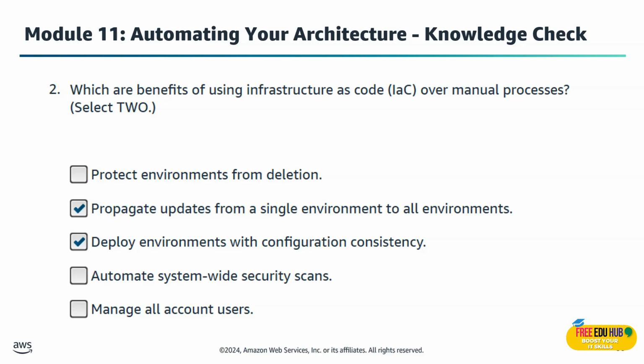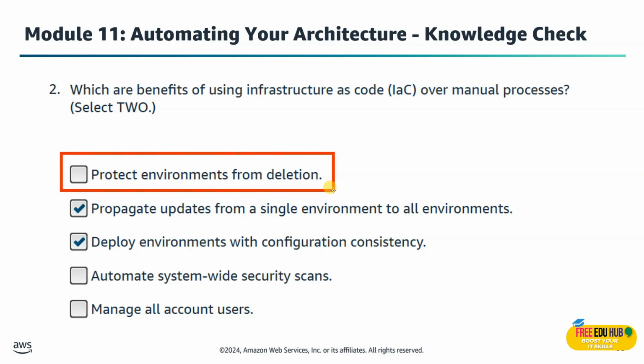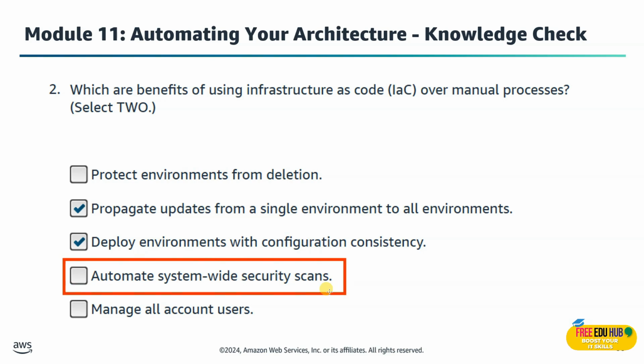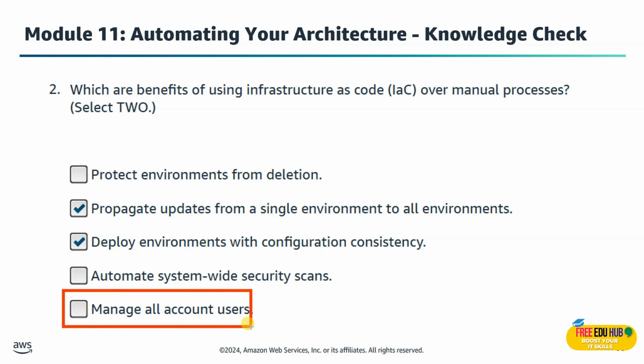Now let's see the other options over here. First of all, they're saying protect environment from deletion. That's the wrong answer, because infrastructure as code can recreate environments, but it doesn't automatically protect them from deletion. Then automate the system-wide security scans. That's also wrong, because that's handled by security tools, not IaC. And manage all account users: user management happens in IAM, not through IaC.